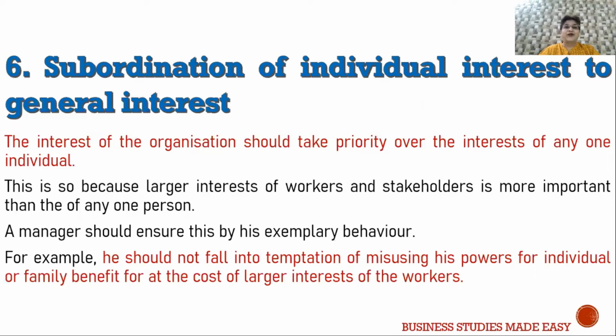Now come to the sixth point, subordination of individual interest to general interest. Subordination means putting it lower. So whenever there's a clash between individual interest and that of the organizational interest, then the subordinate should give up his own interest in the larger interest of the organization, because no one person is bigger than an organization. So organizational interest should always take priority over individual interest.